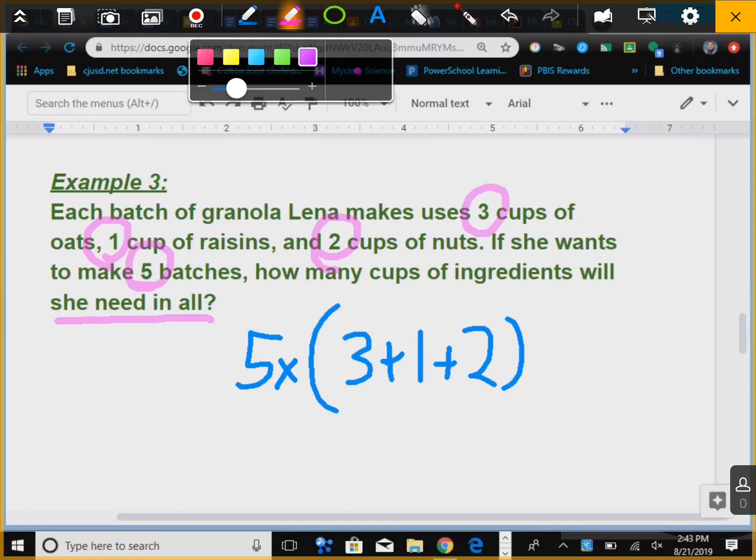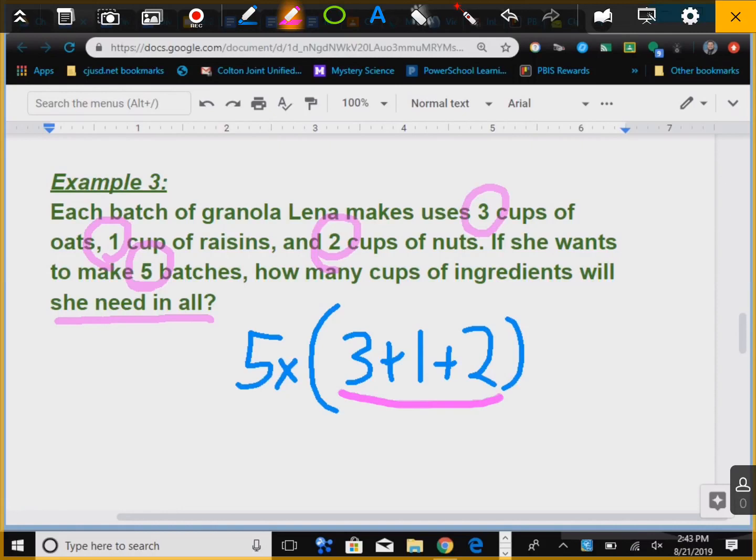But you have to read carefully. If we look at it, she's using 3, 1, and 2 together to make this batch. And how many batches is she going to make? 5. That's why you got to multiply by 5. Because these 3 numbers are going to be multiplied by 5 because she's making 5 batches. Okay, these 3 numbers only make 1 batch. You got to multiply by 5 to get the answer that you want.